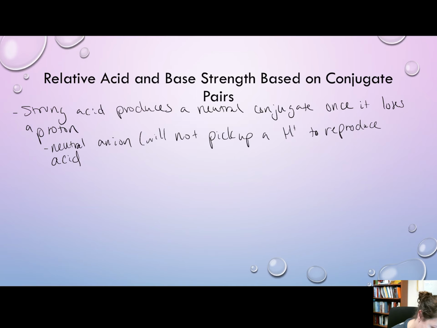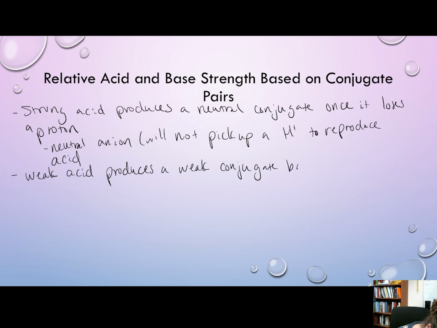Okay. A weak acid produces a weak conjugate base upon proton loss. So we call this a basic anion, and it will hydrolyze water.